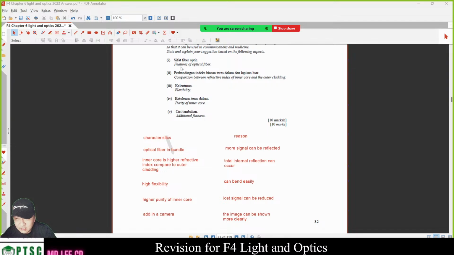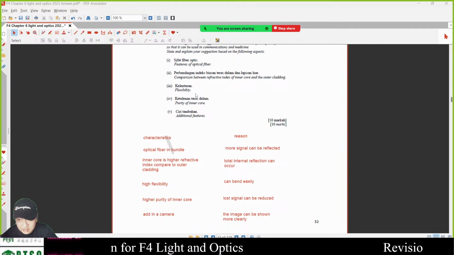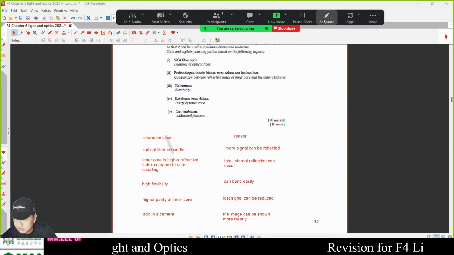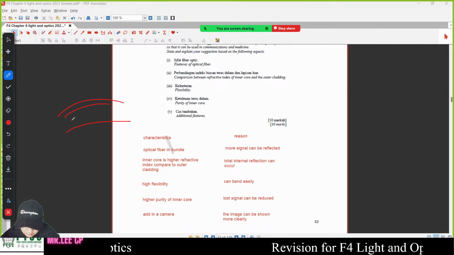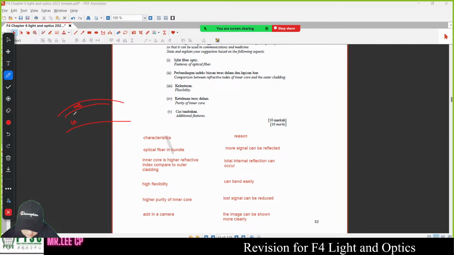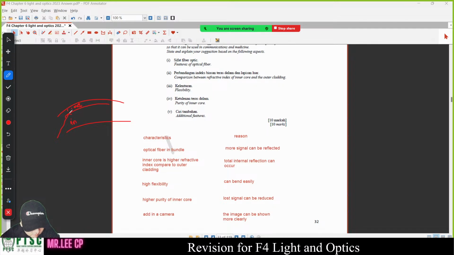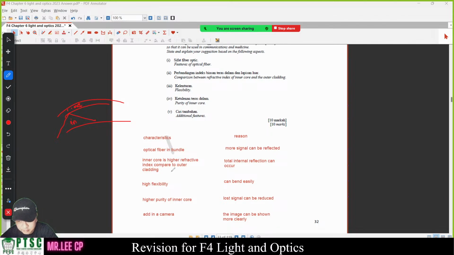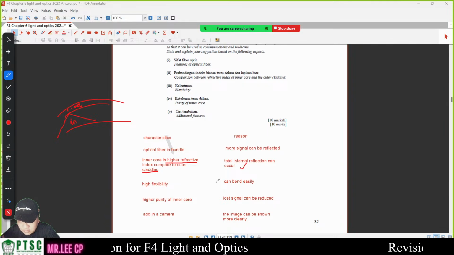This is the answer. The feature of the optical fiber is that the optical fibers are in a bundle, a lot of them, so more signal. There is an inner core and an outer core. The inner core has a higher refractive index than the outer core. Why? Here, this is the inner core and this is the outer core. The light goes to here, from denser to less dense, then total internal reflection happens. If it goes from less dense to denser, total internal reflection cannot happen. So the inner core must have a higher refractive index compared to the outer core, so that total internal reflection can happen.